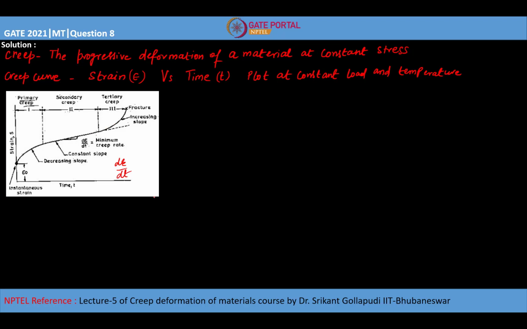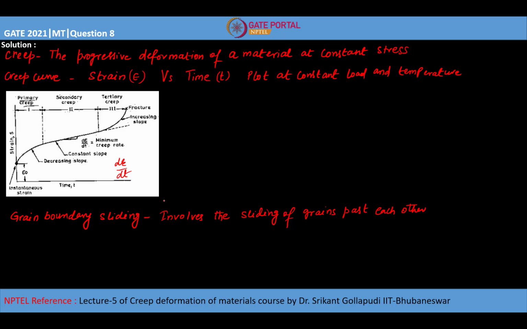So this is all about the creep curve, and the remaining 3 options for this problem are related to the creep mechanism. One of the important mechanisms of creep is grain boundary sliding. Grain boundary sliding involves the sliding of grains past each other.